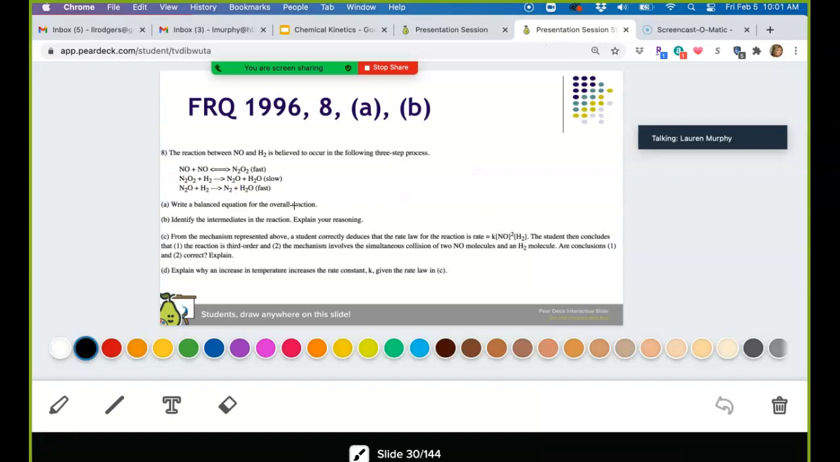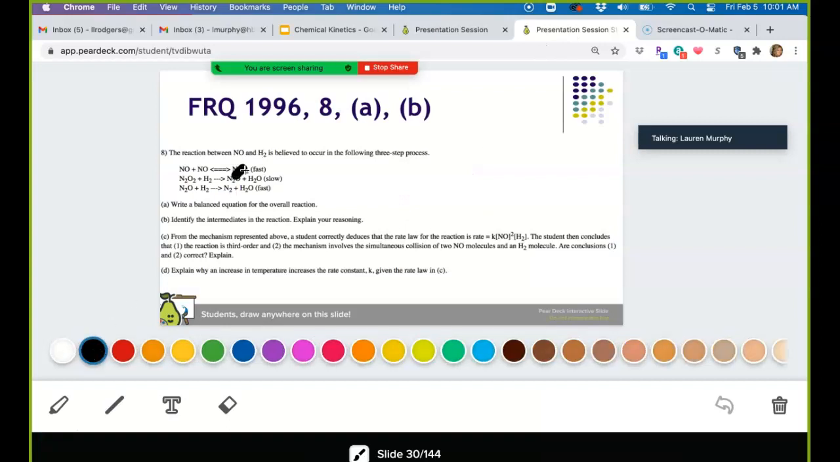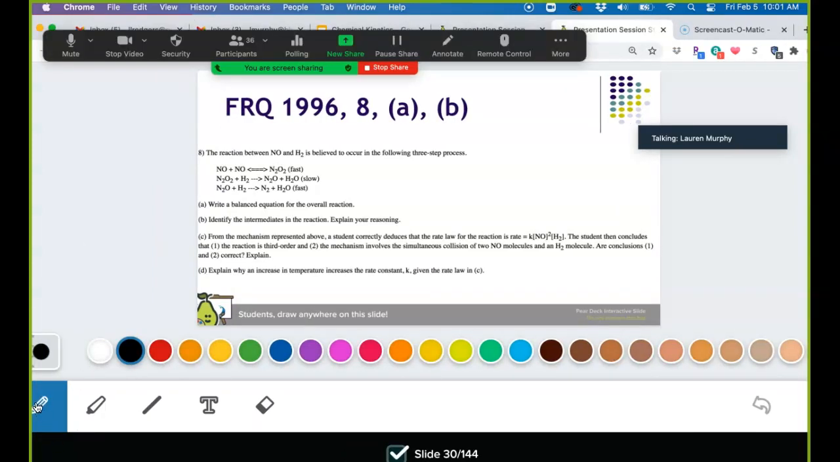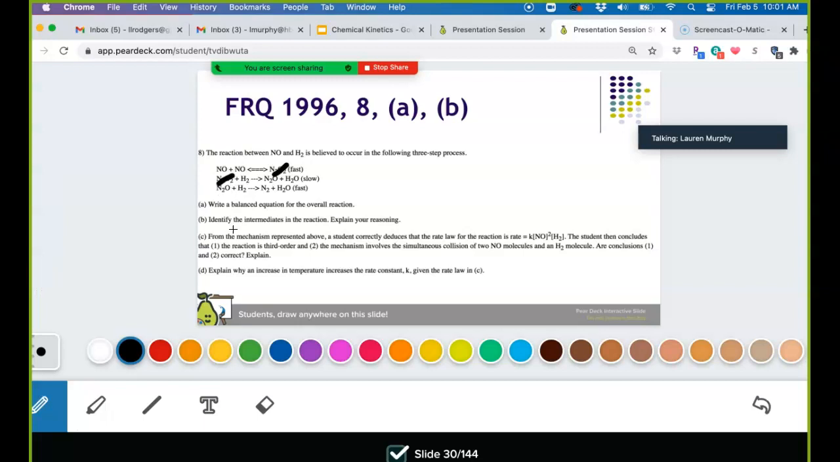Well, the balanced equation for the overall reaction, you will get rid of the things that are on opposite sides of the reaction arrow. So N2O2 is gone, and N2O is gone because they cancel. And then things on the same side get added together. So we have two NOs, and we also have two H2s as reactants. And then on the product side, we have N2 and then two H2Os. And that's it.